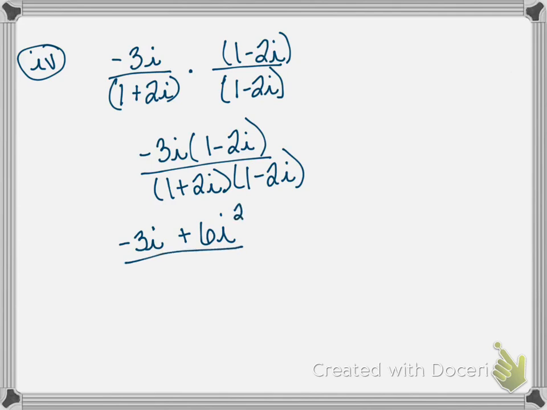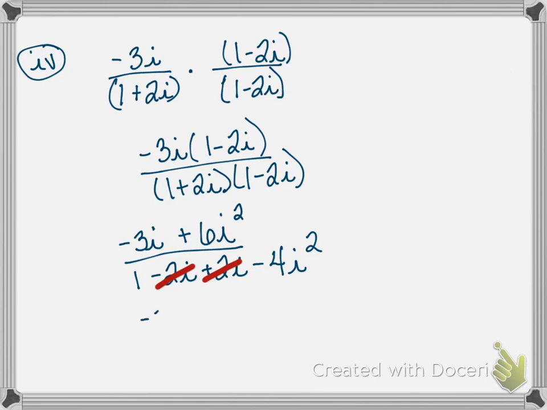Okay. In the denominator, I've got 1 times 1. I'm foiling the denominator. 1 times negative 2i, I get negative 2i. 2i times 1 is plus 2i. 2i times negative 2i is minus 4i squared. And just as we predicted, negative 2i and positive 2i cancel out. That's what you want to happen.